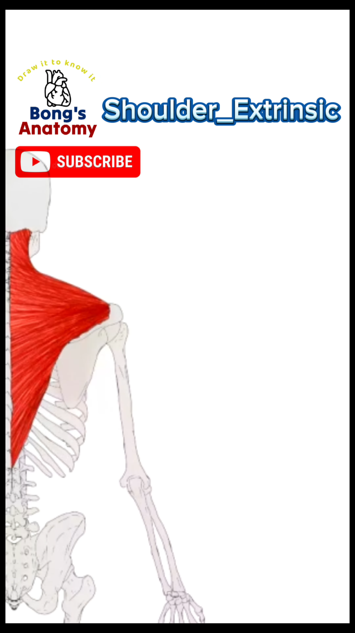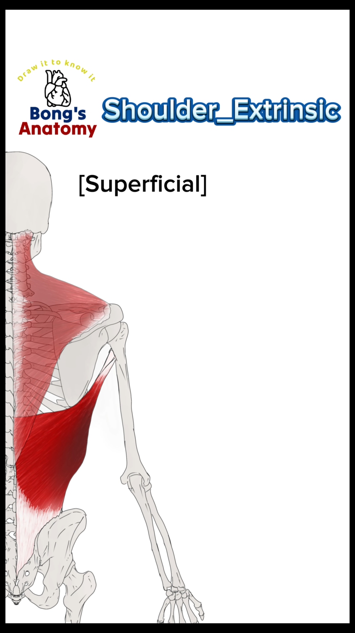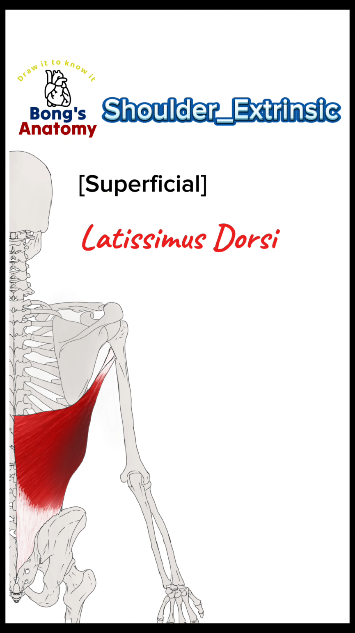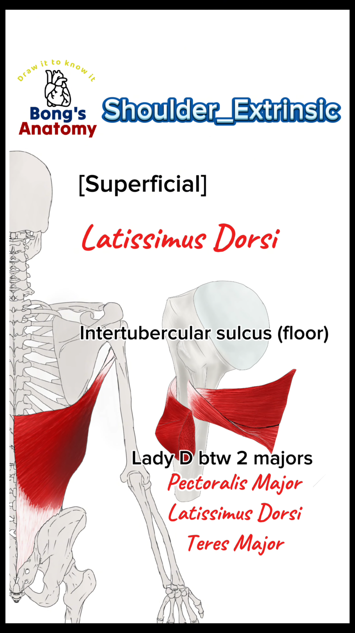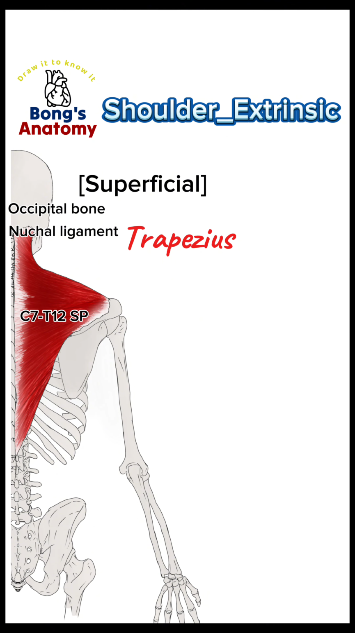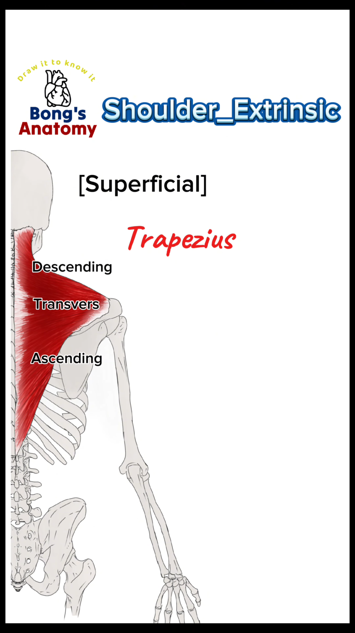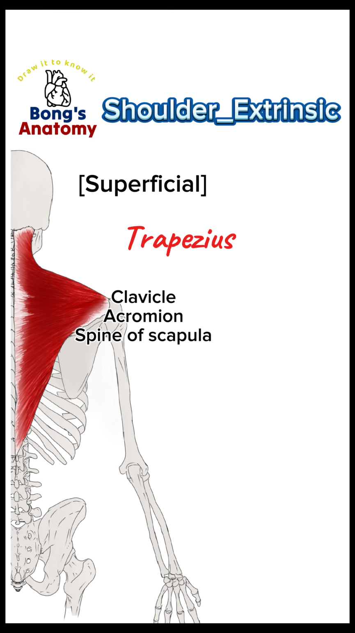Extrinsic shoulder muscles. Firstly, we will cover 2 broad superficial muscles. Latissimus dorsi. This is a swimmer's muscle that originates from a broad area, as you can see on this image. It inserts into the floor of the intertubercular sulcus. Trapezius. Triangular-shaped muscle, and it has 3 parts. Descending, transverse, ascending fibers. Insertion point is like the deltoid, but more on the superior surface.